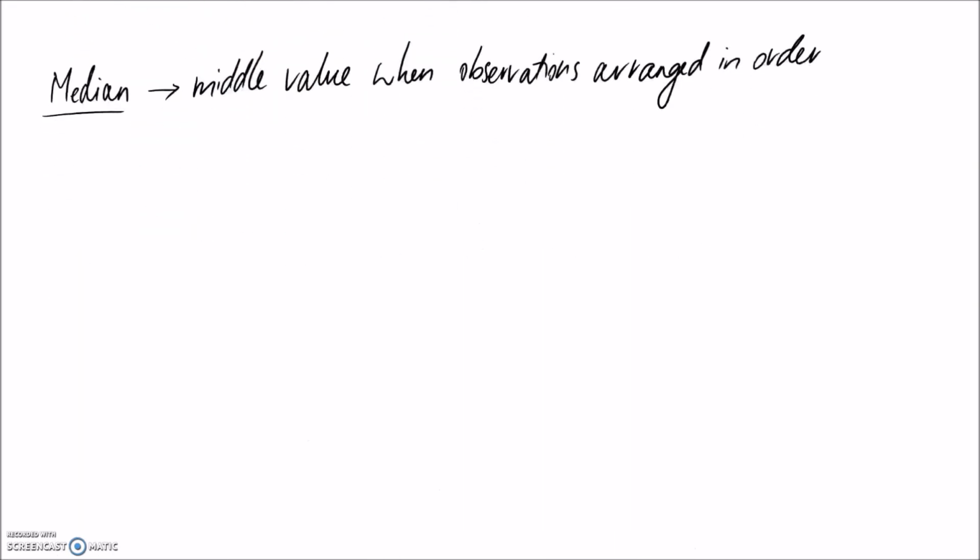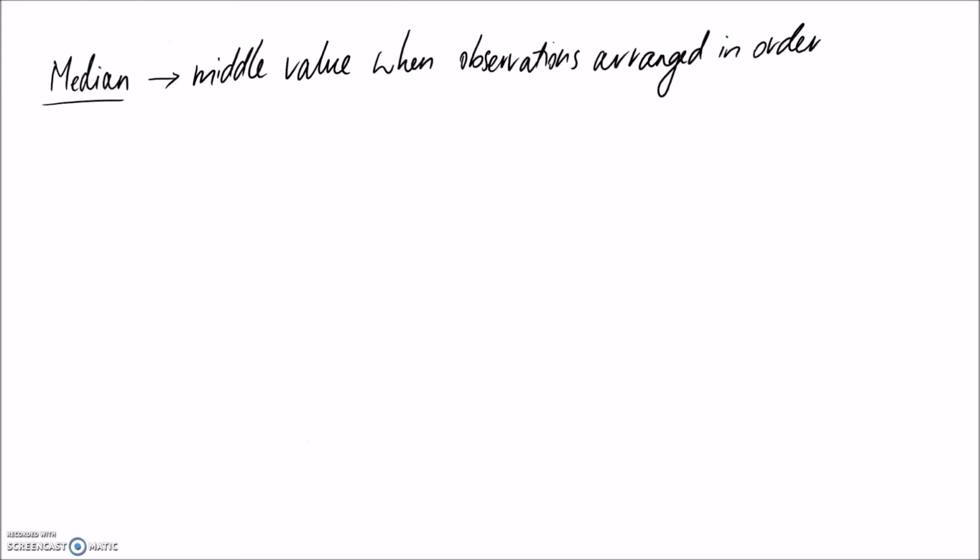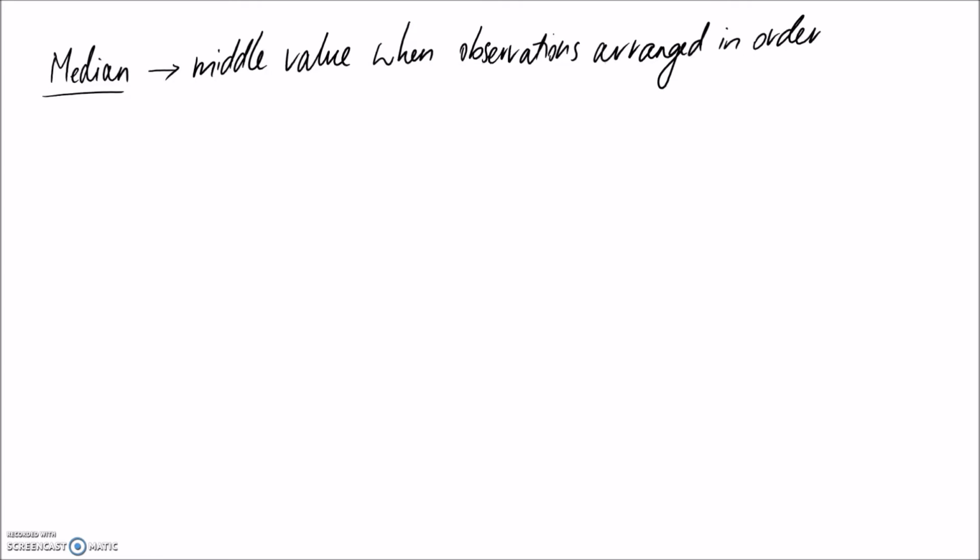Alright, so the next one that we're going to talk about is median. And this one we can think of as the middle value when our observations are arranged in order. So let's do this one with an example as well. We'll use the same example. So we had 1, 6, 2, 4, 6. So to find the median, we need to make sure that we start by arranging our values in order.